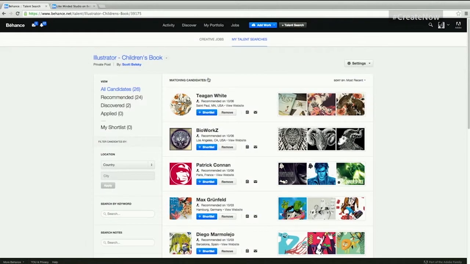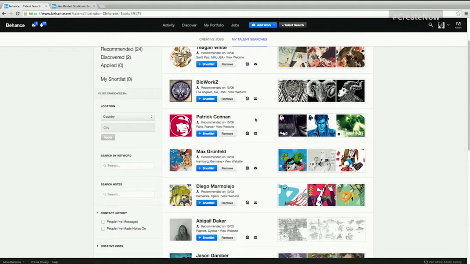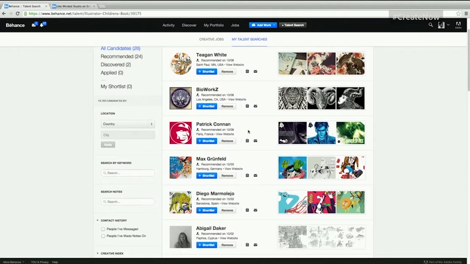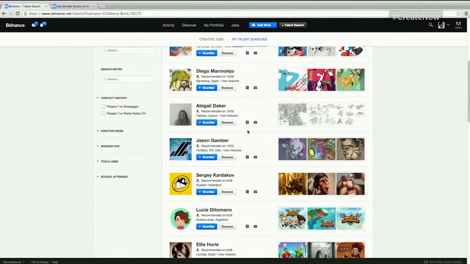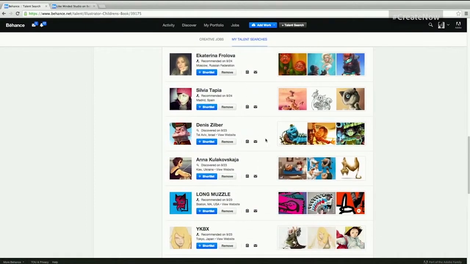And you'll see I'm seeing a lot of the candidates that are being recommended to me by the system. The system is cleverly giving me different types of illustrators I may want to consider working with, as well as people that are discovered by me using all sorts of premium tools that I get as a talent searcher, and those that apply to the opportunity if I make it a public posting. So I'm just going to scroll down here, and you'll see the types of people that are being recommended to me. And let me click on Anna.